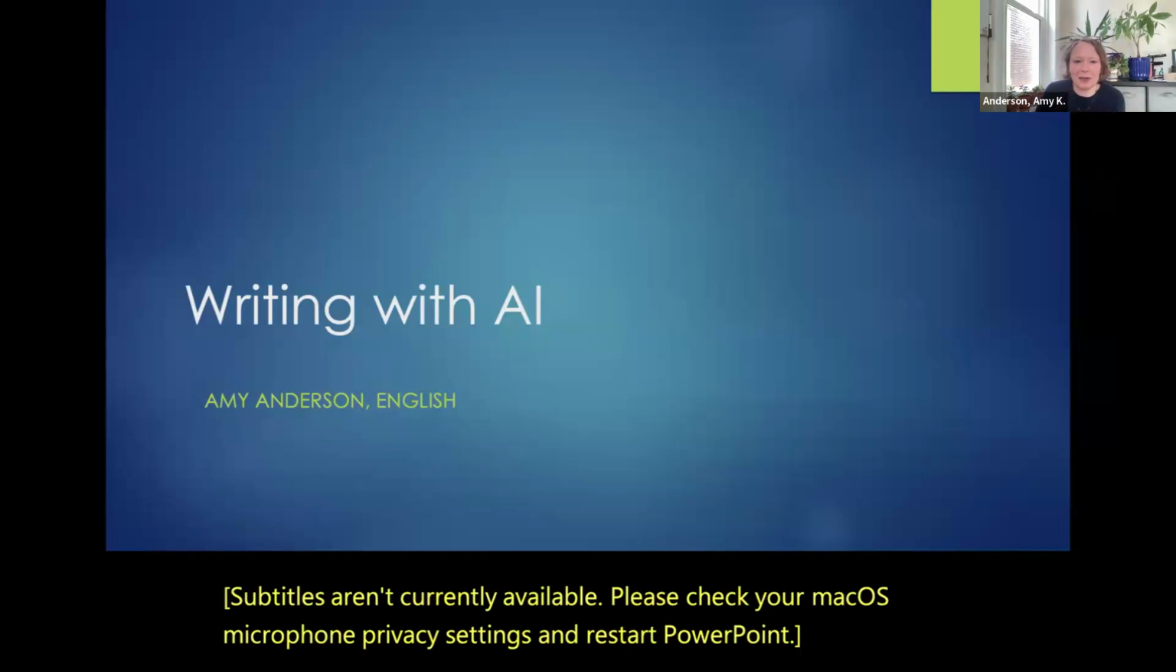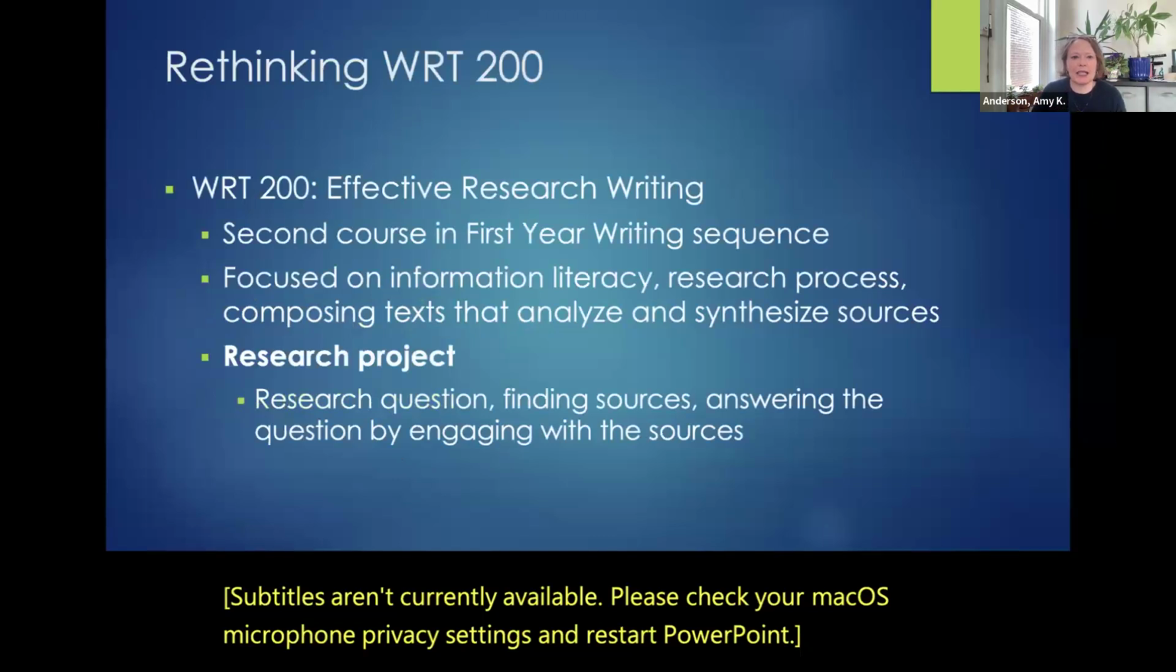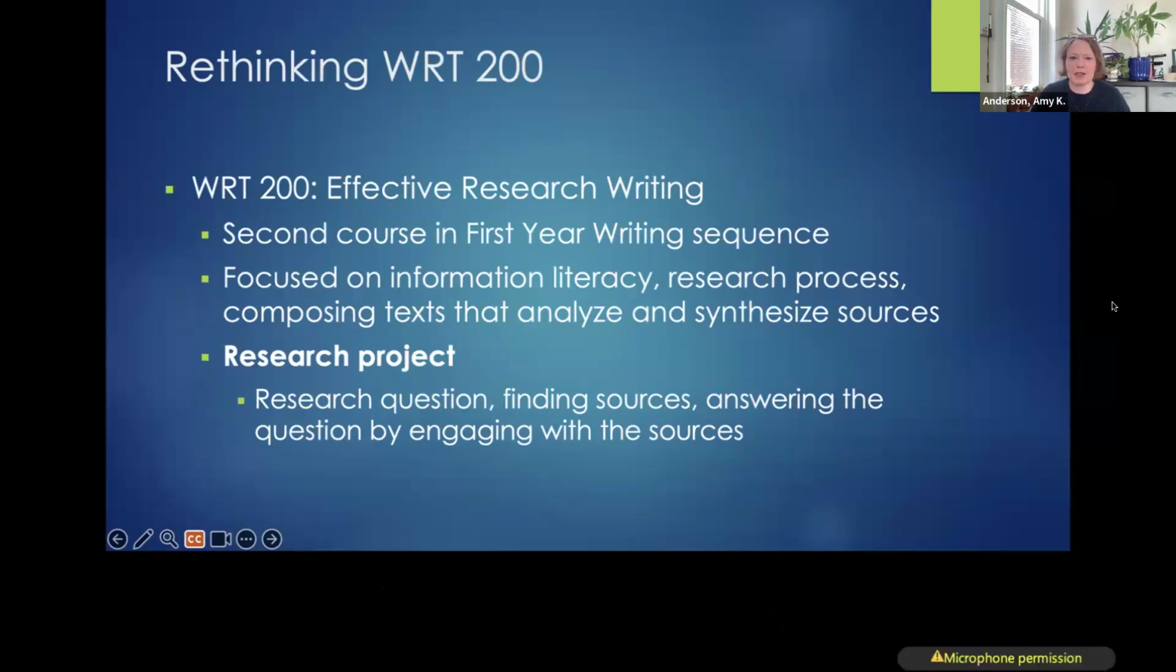I want to talk a little bit about how I have been rethinking writing with AI, particularly in the space of WRT 120. WRT 120 is the second course in the first year writing sequence, and the title of the course is Effective Research Writing.